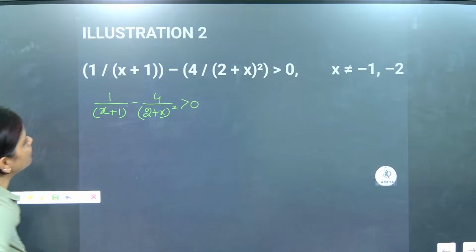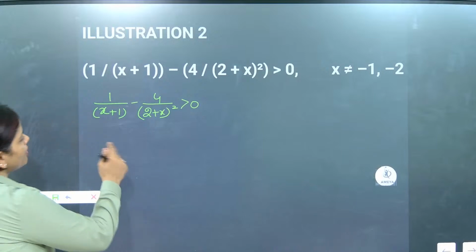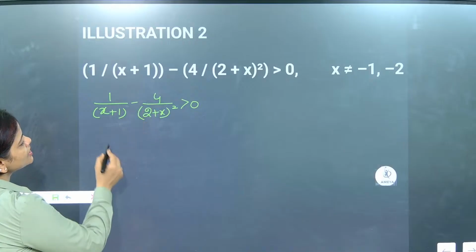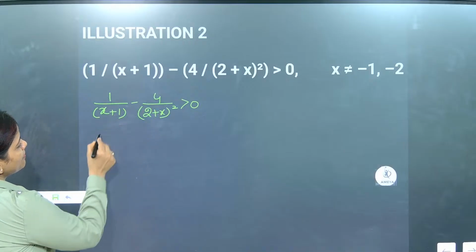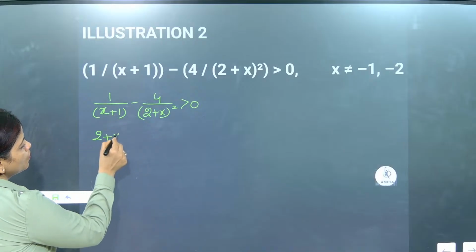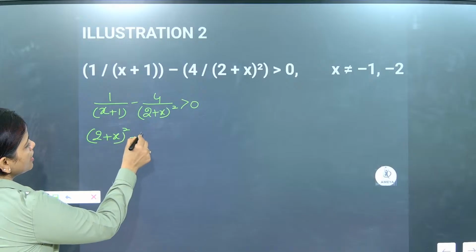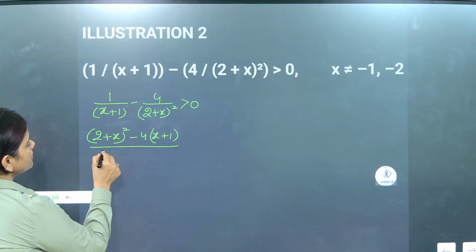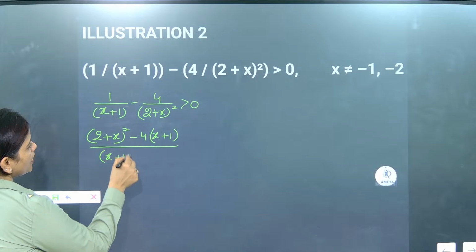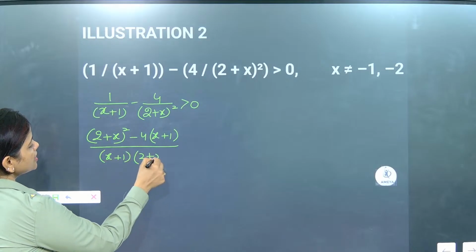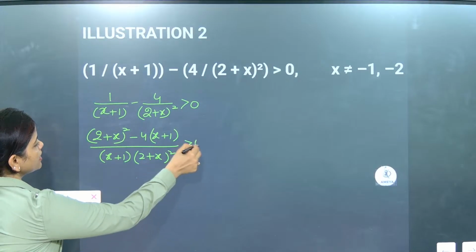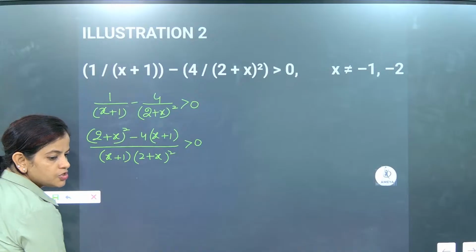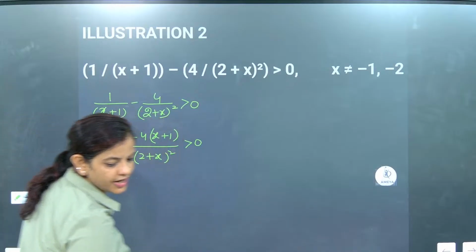Now, shall we start our work, beta? We need to multiply it, so we will do cross multiplication. 1 will multiply with this. It will become (2 plus x) whole square minus 4 times (x plus 1). And here it is coming as (x plus 2) whole square greater than 0. Did you understand this part, beta? Did you understand till here, understood or not?